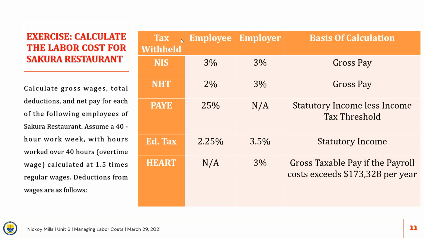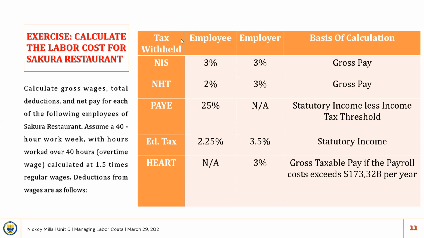Assume a 40-hour work week with hours worked over 40 hours, which is overtime wage, calculated at 1.5 times regular wages. Deductions for the wages are as follows. So you have NIS, the employee pays 3%, the employer pays 3%, and that is calculated on the employee's gross pay. You have NHT, that is calculated at 2% for the employee and 3% for the employer, and that is calculated on the employee's gross pay.